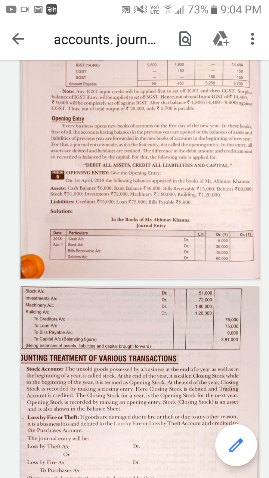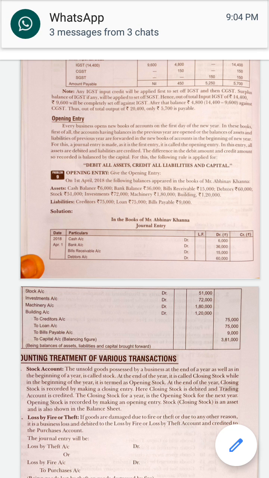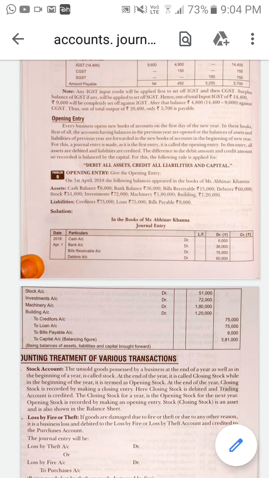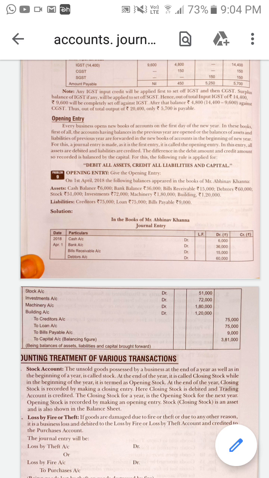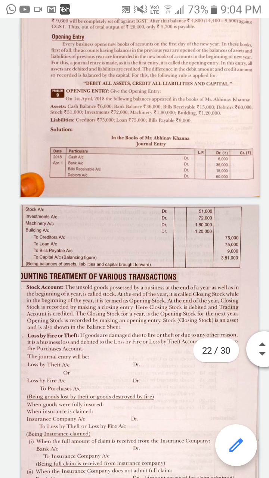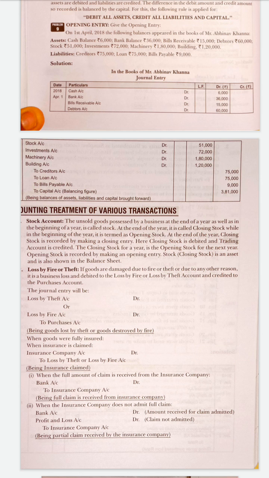And next, we have to find the difference between the assets and liabilities. Add all the assets and add all the liabilities, and find out the balance. The balance is called the capital account, and the capital account is also a liability, and it is a credit balance. So the capital account is to be credited. Understood? 3,81,000 is the balance amount, so it is called the capital account, and the capital account is a credit balance, so it is to be credited. Understood?